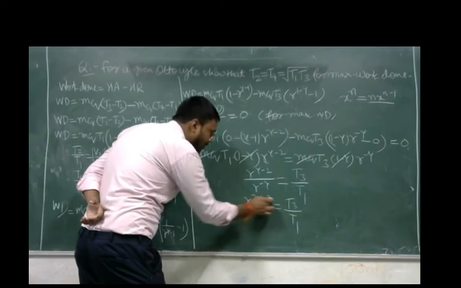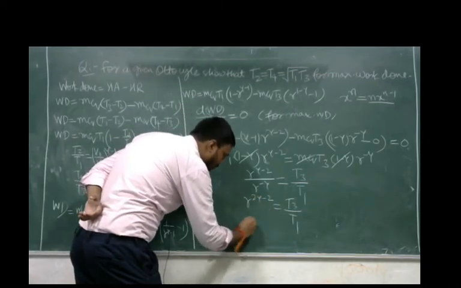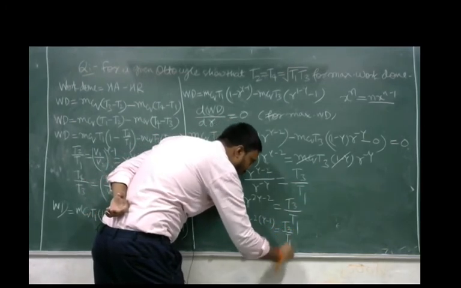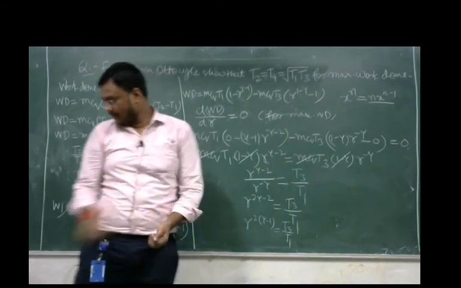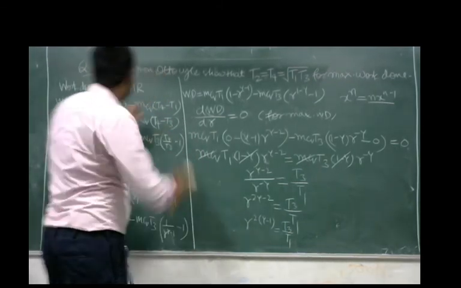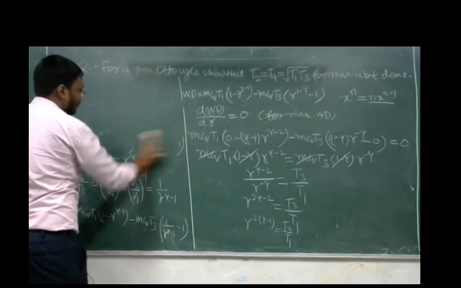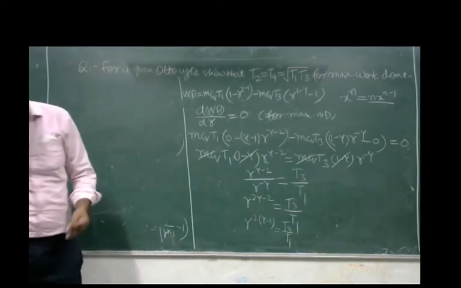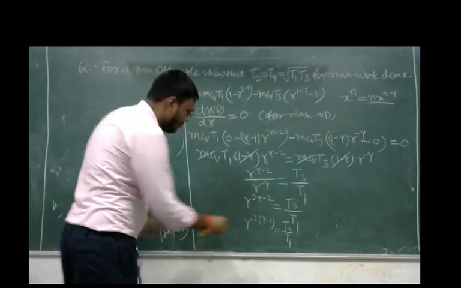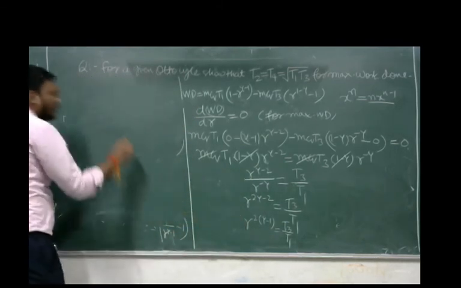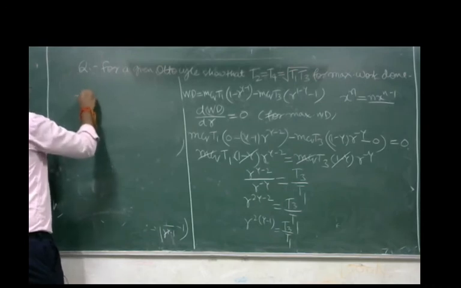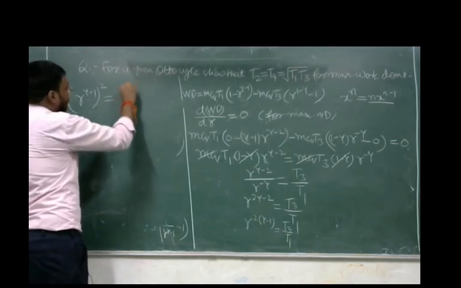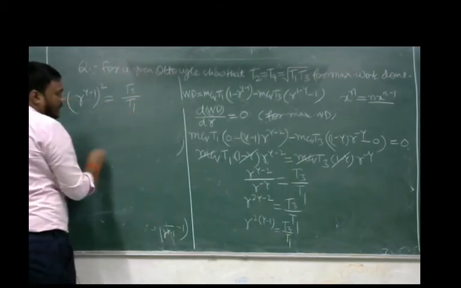So we can take common 2 here. So it will become R to power 2 into gamma minus 1 equal to T3 by T1. Now we can write this as R to power gamma minus 1 whole square equal to T3 by T1. Okay, we can write in this way also.